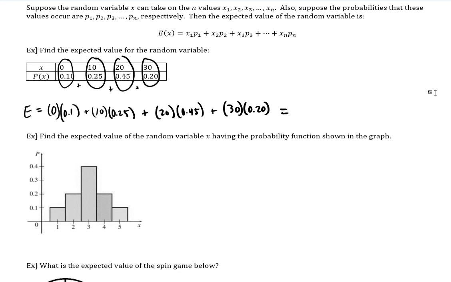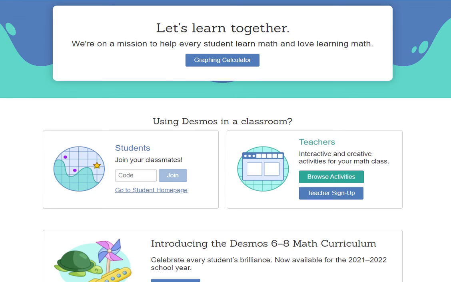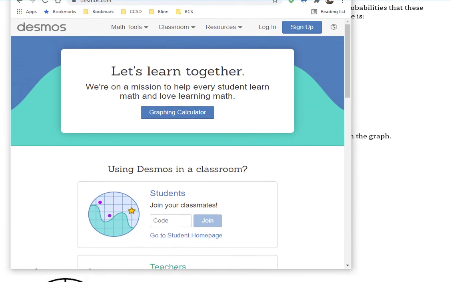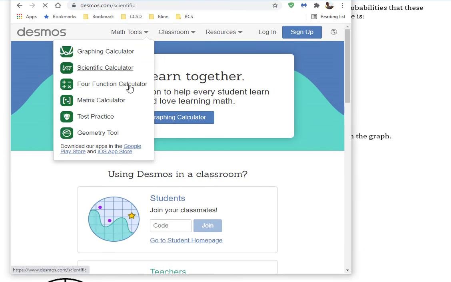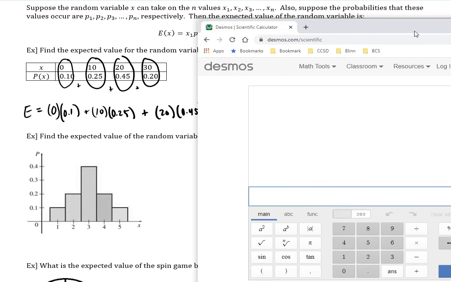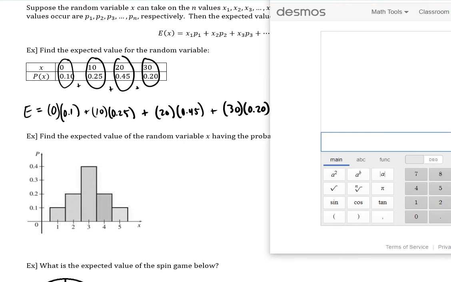From here we could just use a calculator. I'm going to go ahead and use Desmos. Let me pull that up. So here's Desmos. I've used it in other videos. If you've watched my other videos, I just like to use the scientific calculator. I'm going to type all these in.